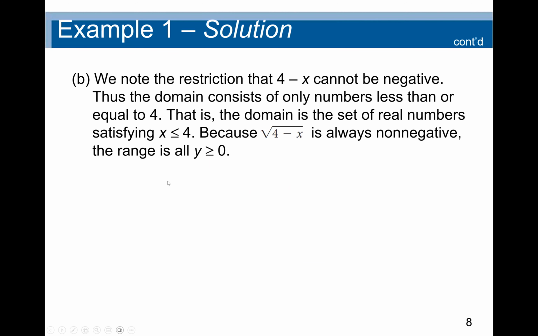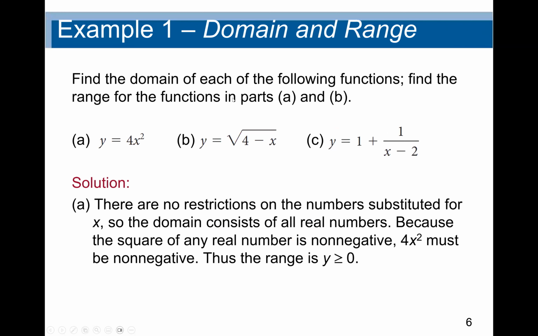Again, the question said we should find the domain of each of the following functions. The domain will be the possible x values that can give us a result for y. If I have the square root of a negative value, I can't get a y value. So here again, the domain will be values that are less than or equal to 4.